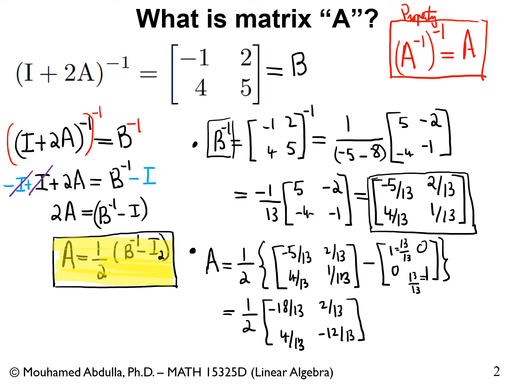At this point, we could divide by 2, and this will give us the following matrix. So 18 divided by 2 becomes 9, so we have minus 9 over 13. 2 divided by 2 becomes 1 over 13. And then we have 4 divided by 2, which becomes 2 over 13. And then we have minus 12 divided by 2, which becomes minus 6 over 13.